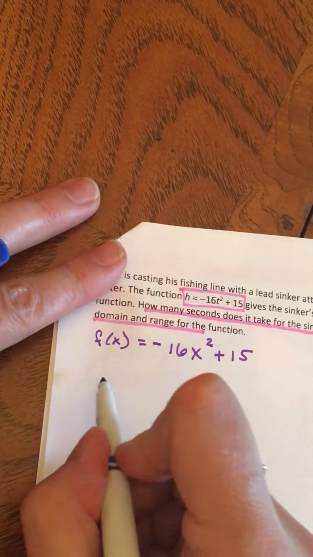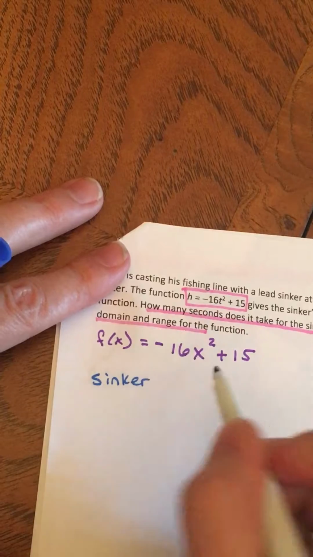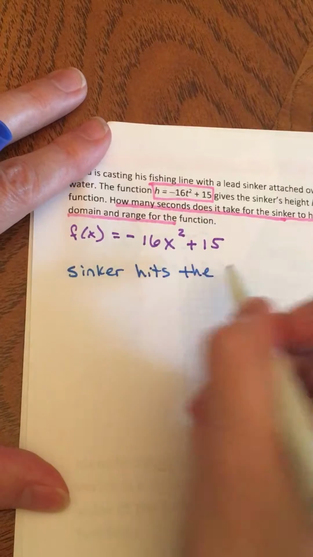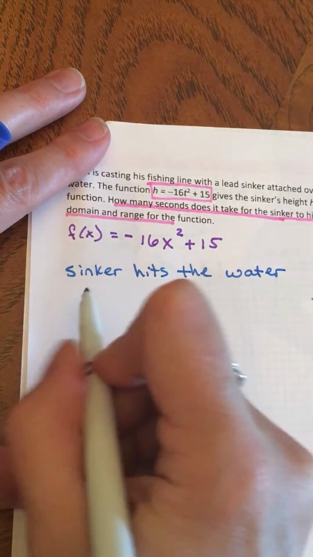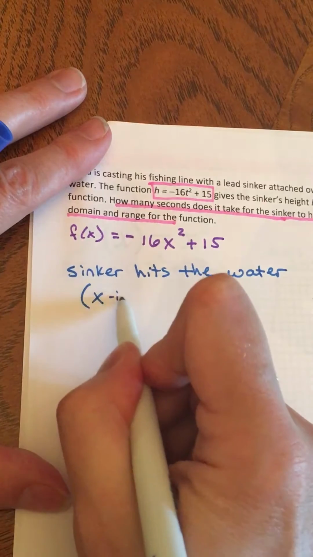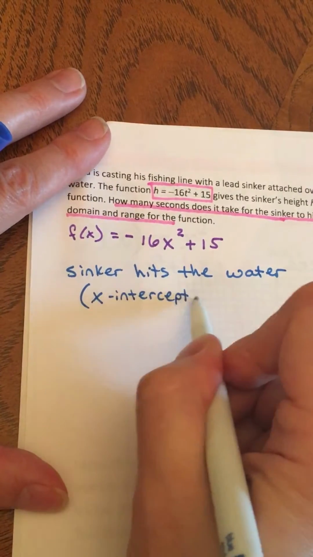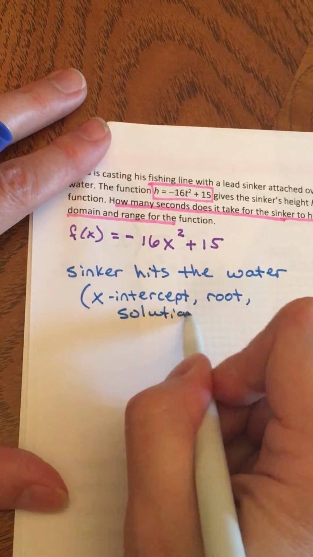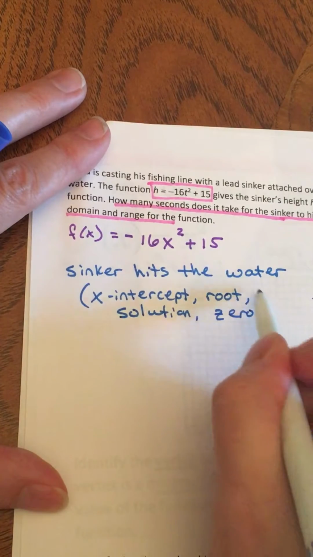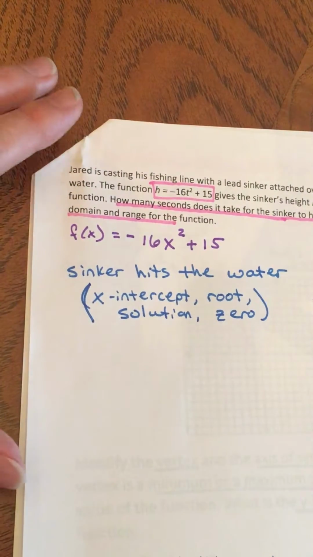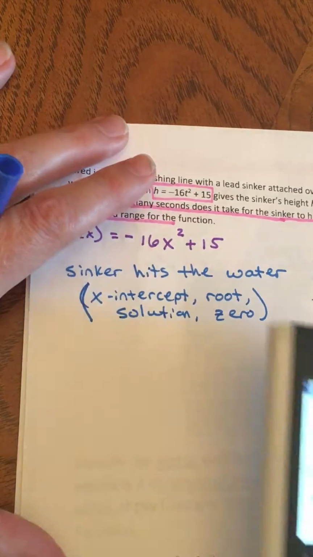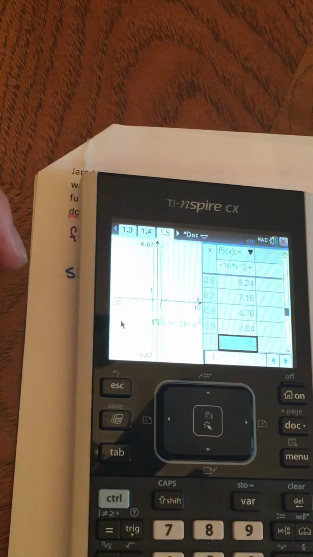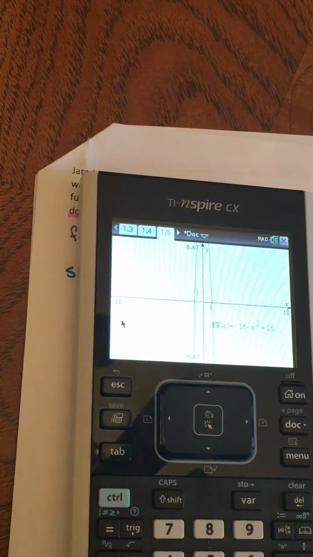Let's write it on our paper. Sinker is going to hit the water at the same location as an x-intercept, a root, a solution, or a 0. So let's go back to our graphing calculator. Push Control T again, and your table goes away.